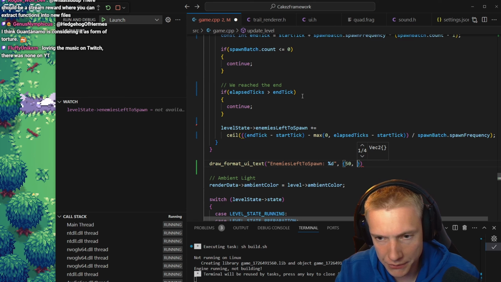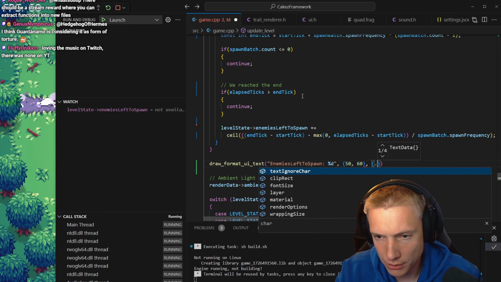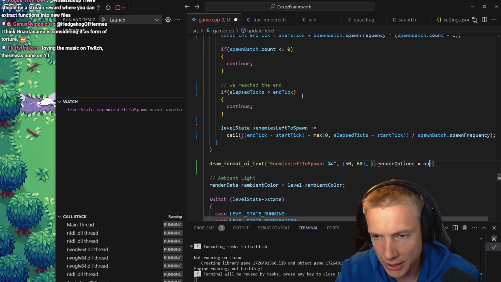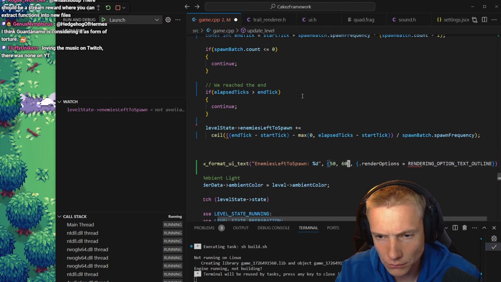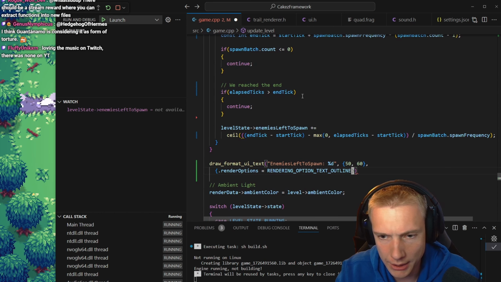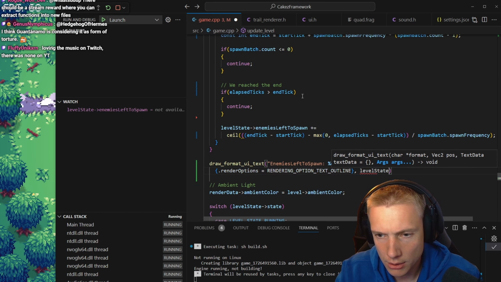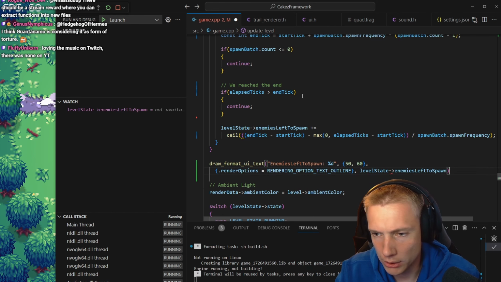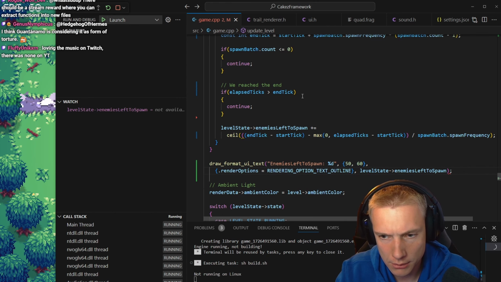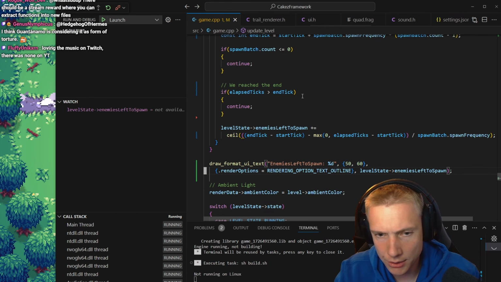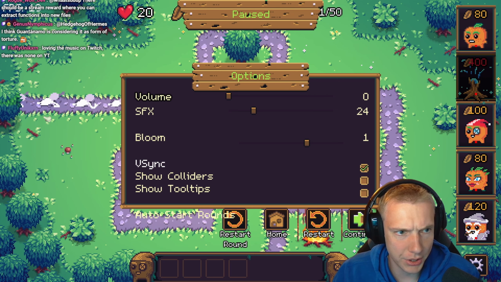Let's put this on 50 and then 100 and too many down. Or maybe just like 60 down. And then we do dot render options is outline. Put this on a new line, and then over here we set the level state enemies left to spawn. Let's see, now I can see it. Should be here somewhere on the text, as a text.